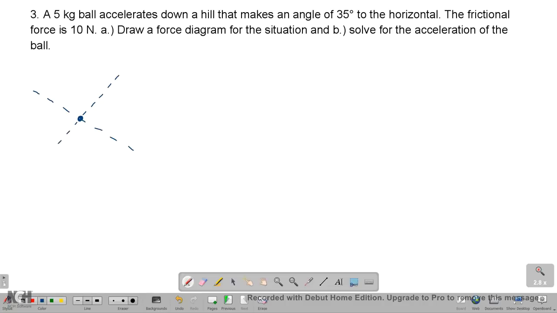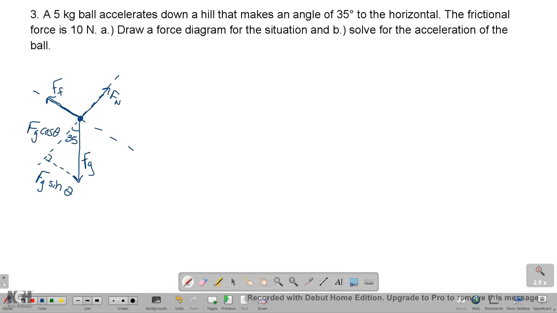Get our x and y axis on here. Fg, Fn, and the frictional force that opposes the motion. Okay, so when we make our triangle here, remember it needs to make a right angle with the y-axis. And then this angle up here is 35 degrees. Since the opposite side is down here, we will label this Fg sine theta, and then the adjacent side is Fg cosine theta.